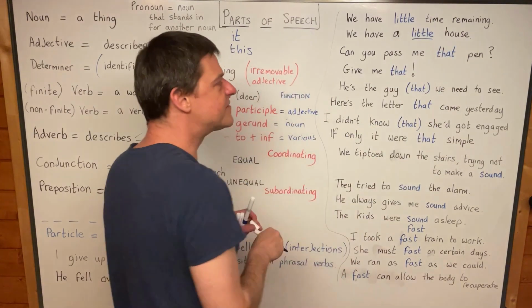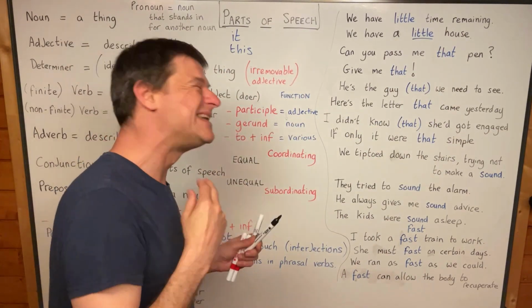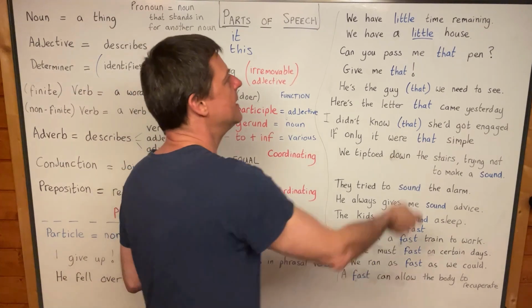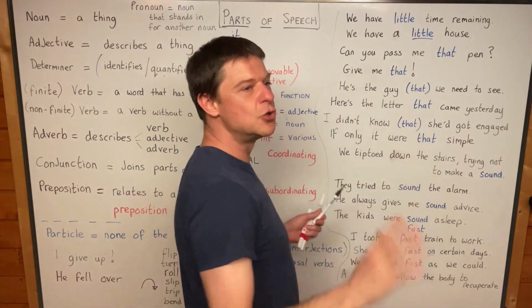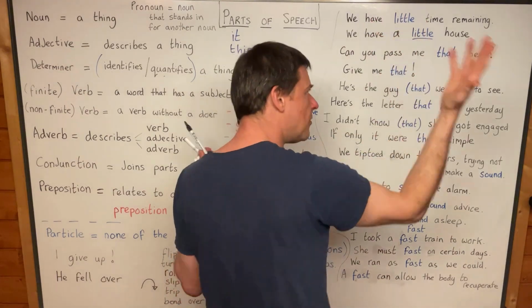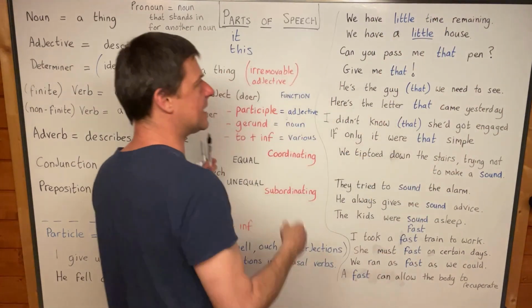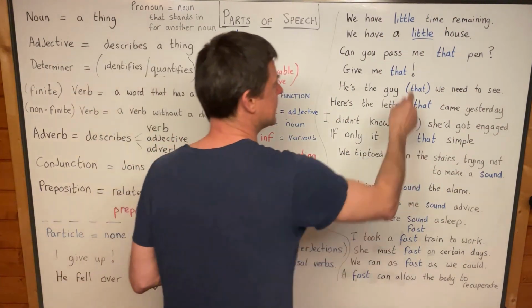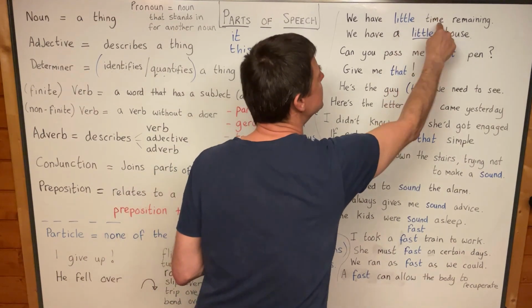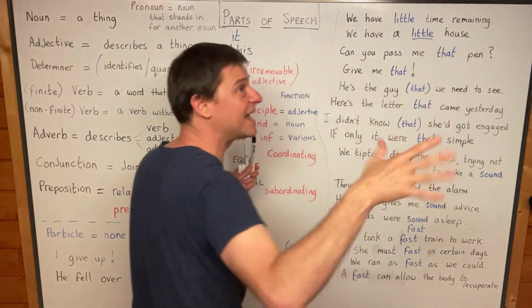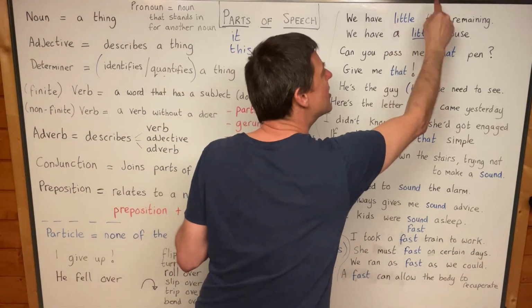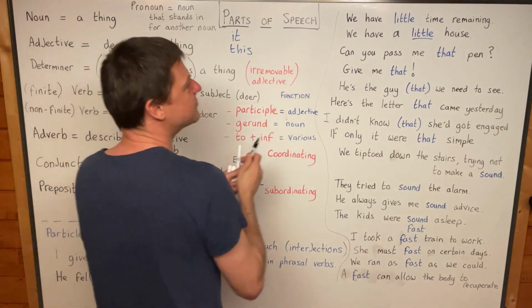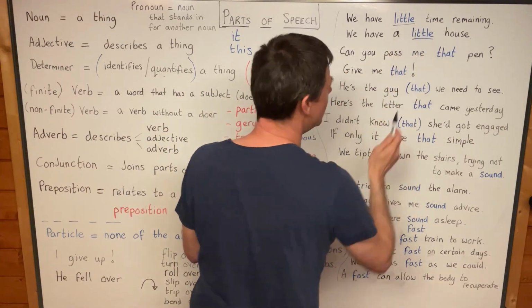Now compare that with the first sentence. We have little time remaining. Little here does not mean small. It means not much. We have not much time remaining. We don't have much time remaining. So little here is quantifying the noun time. It's saying not much, and not much is a quantity. So little is quantifying time, and that's why little here is a determiner.